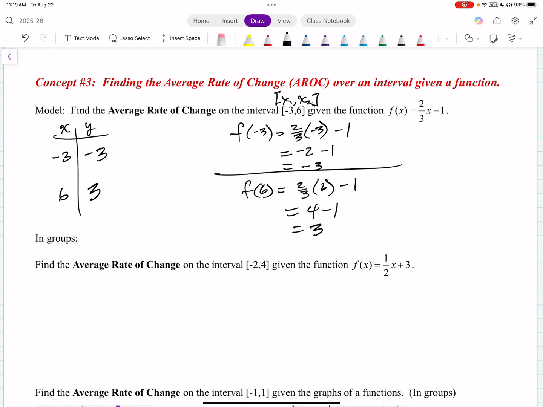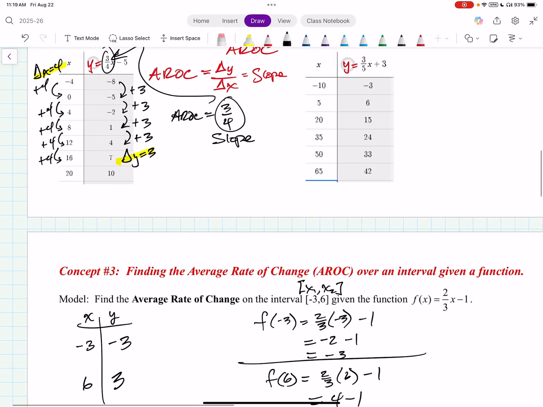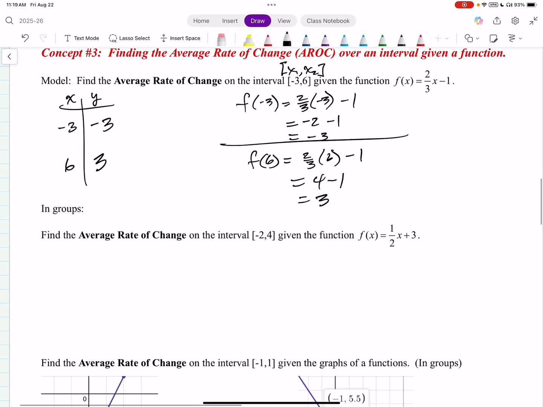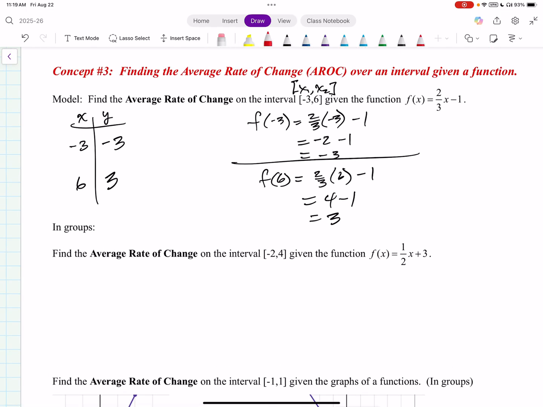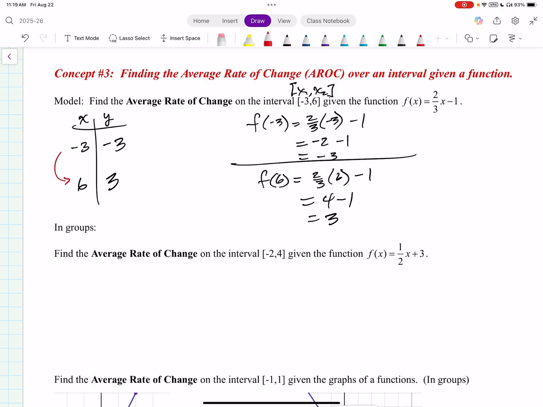And then after you get your values, we do the same thing as we did up here. It's delta y over delta x. Okay, so here, from -3 to 6 is a change of 9, and from -3 to 3 is a change of 6, and there's your delta y. So I can see that the average rate of change, which is always delta y over delta x, is 6/9, and if you simplify that, you get 2/3.